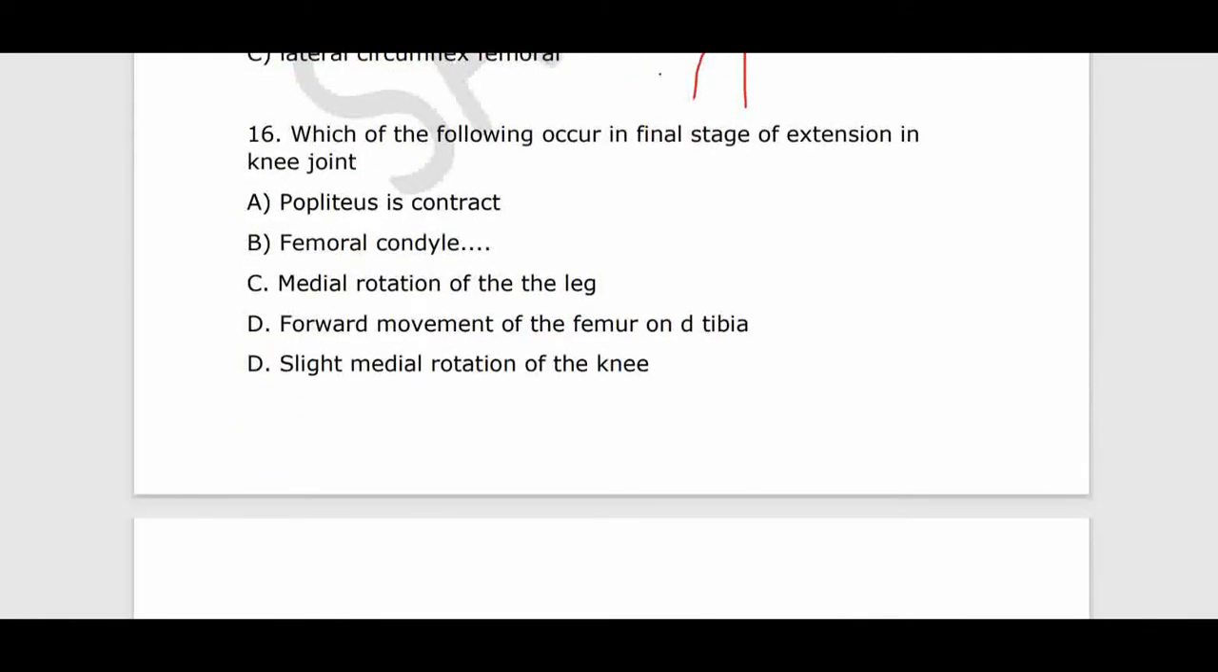Which of the following occur in the final stage of extension in the knee joint? Basically, this question is trying to test your knowledge of the locking mechanism of the knee joint. When the knee joint gets to its final phase of extension, it basically locks.